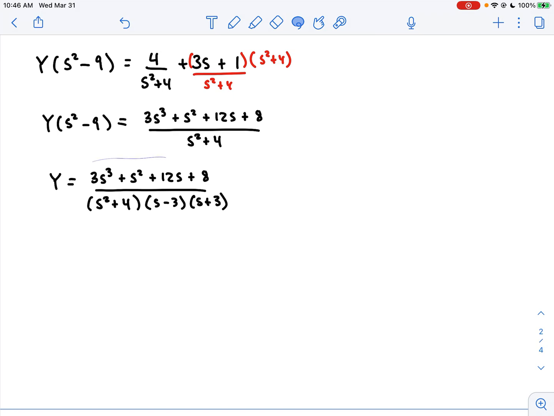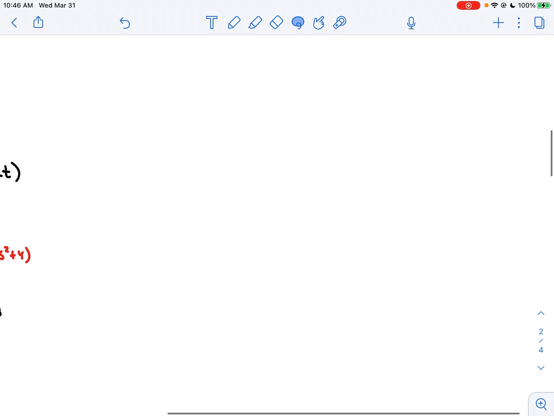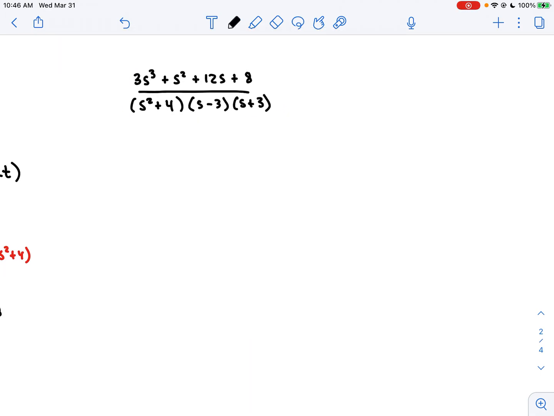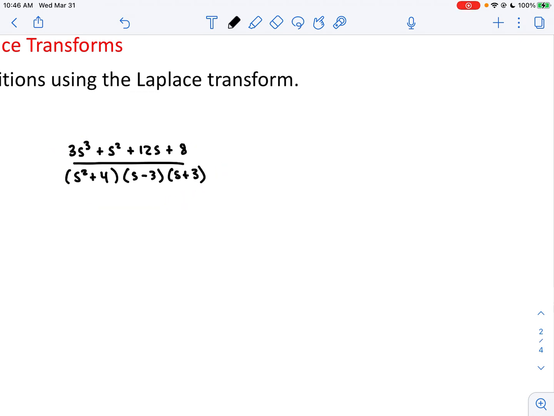Okay, now let's set up the decomposition. So I'm going to grab this part here. I'm going to pull it off to the side. Let's do that work over up here. And let's get the decomposition set up. Let's start with the linear factors first, the simple factors. So we're going to have a constant over the linear factor s minus 3, plus a constant over the linear factor s plus 3, and then plus an arbitrary linear, so a cs plus d, over the prime quadratic s squared plus 4. And rule 3 of decompositions doesn't apply because there are no repeated denominators.